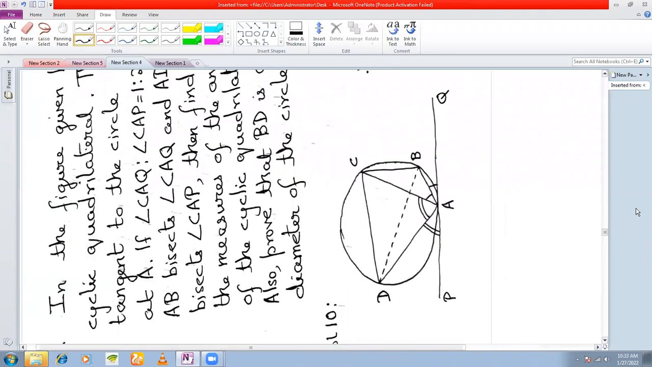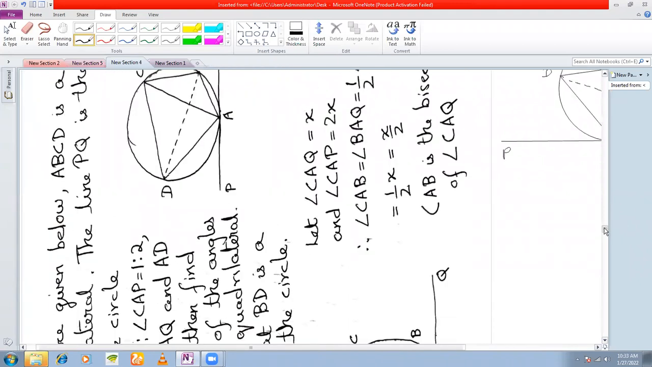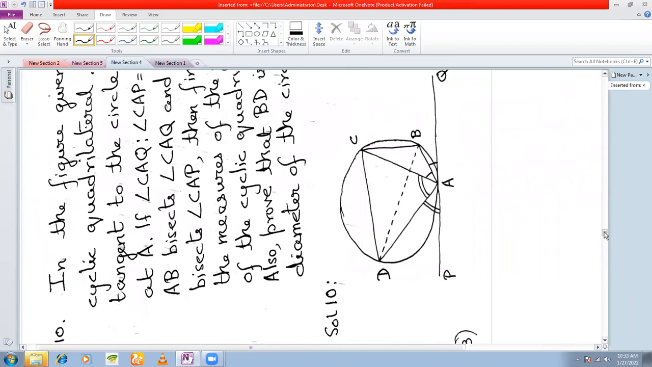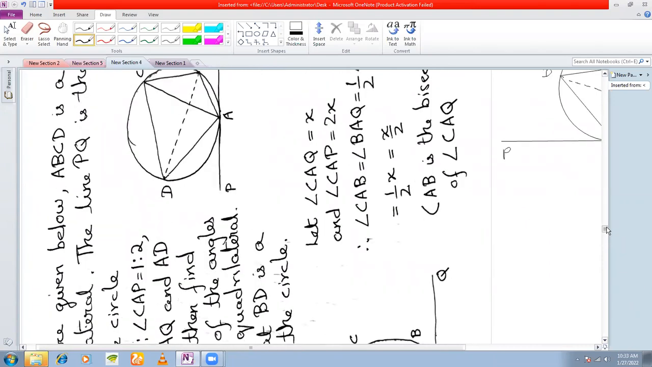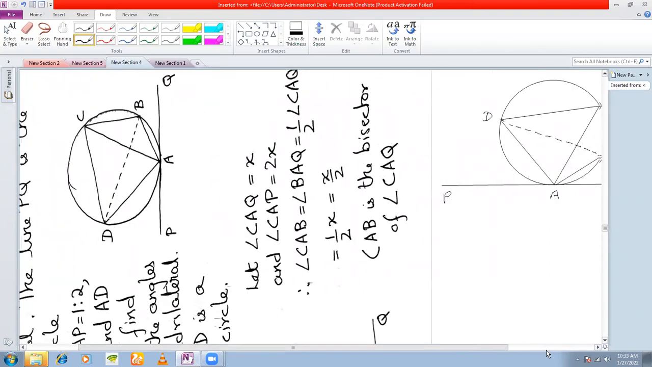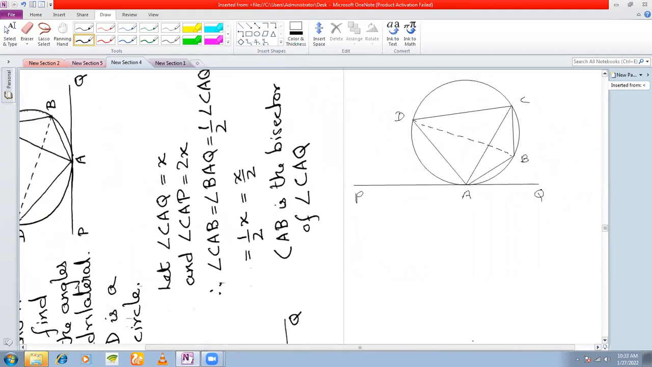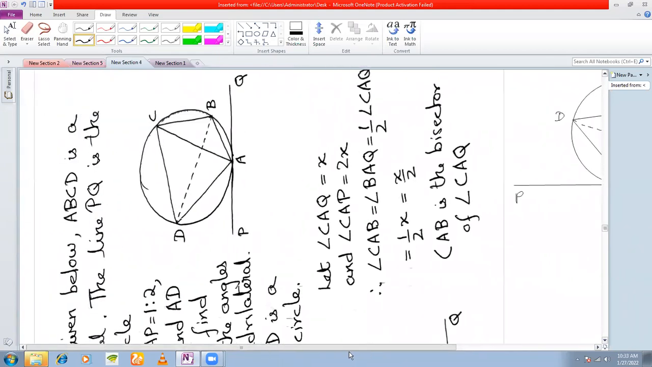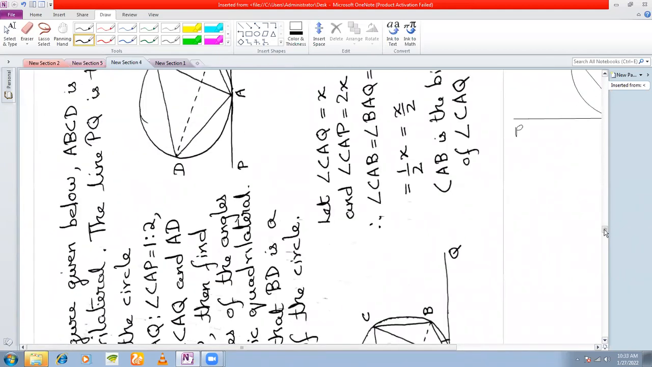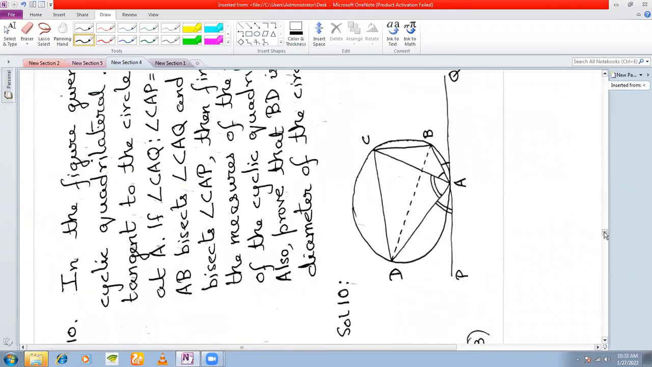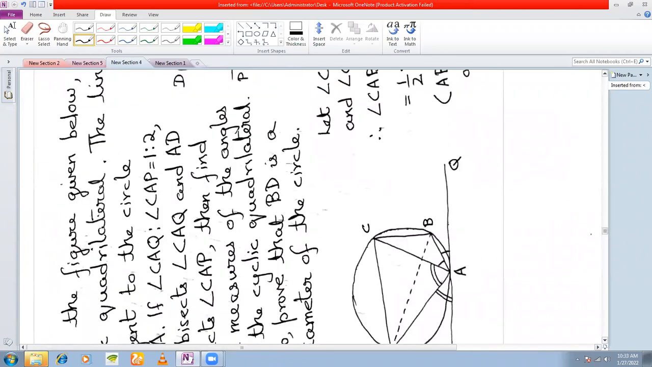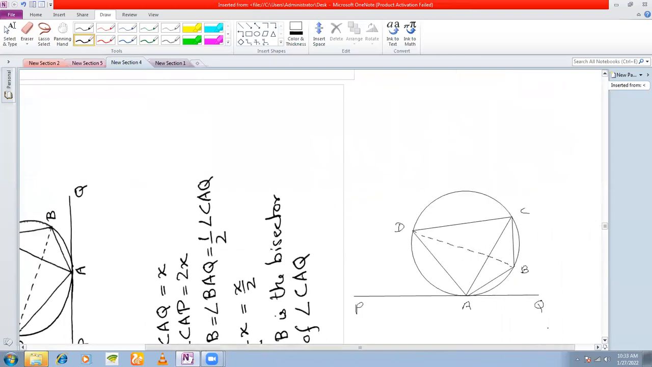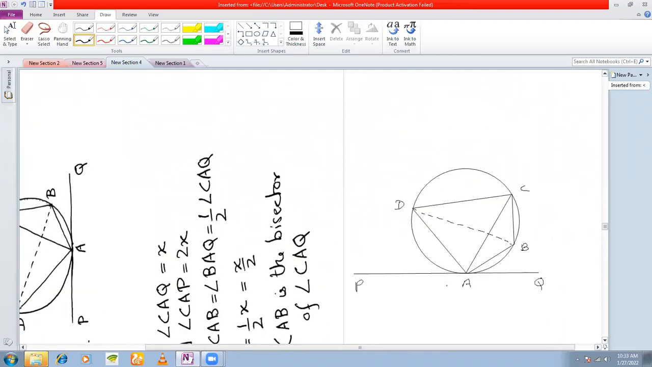If you read this question, it states in the figure given below, ABCD is a cyclic quadrilateral. Okay, so you can see ABCD is a cyclic quadrilateral. All the vertices are on the circle A, B, C and D. It is a cyclic quadrilateral. Okay, the line PQ is a tangent to the circle. Okay, so if you see the line PQ here, the line at the bottom is a tangent. And what is the point of contact? Point of contact is A. Okay.